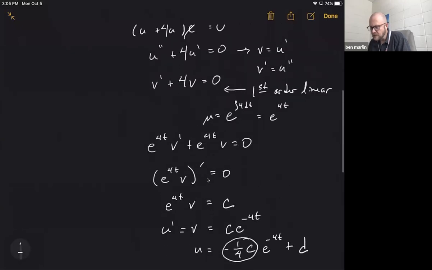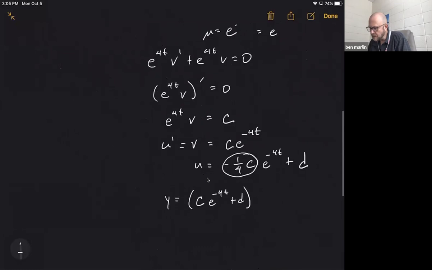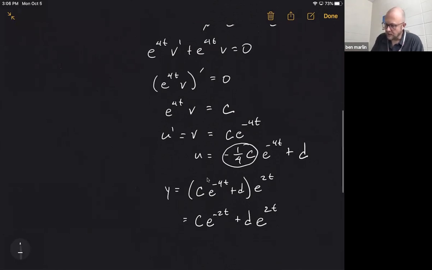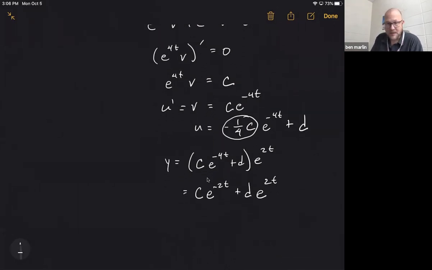What was that y1? e to the 2t, right? e to the 2t. So when I multiply here, c e to the minus 2t plus d e to the 2t. For any values of c and d, as long as they're not both zero, as long as I don't choose a zero in a bad way, then I end up with a linearly independent solution. So that's applying that reduction of order technique there.